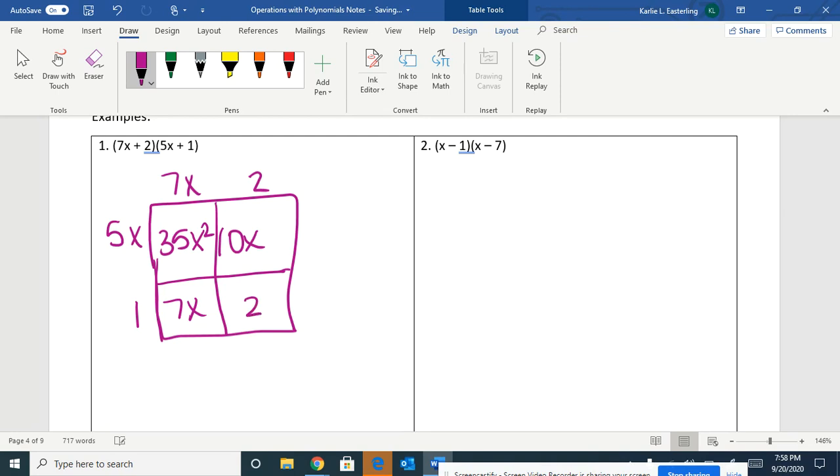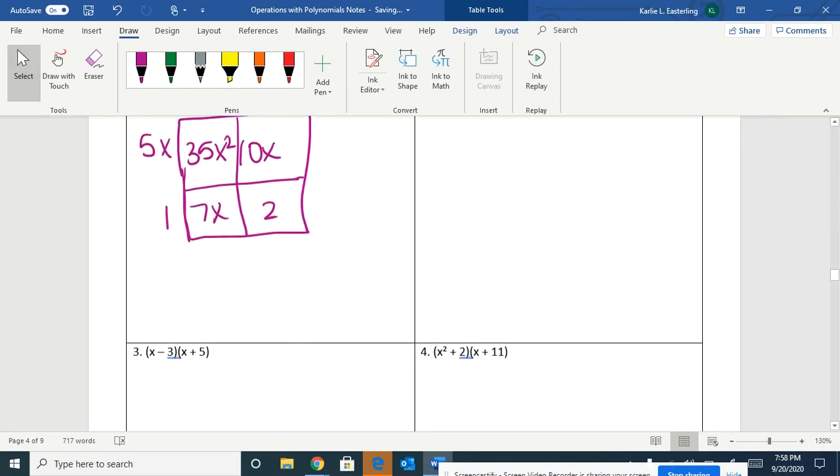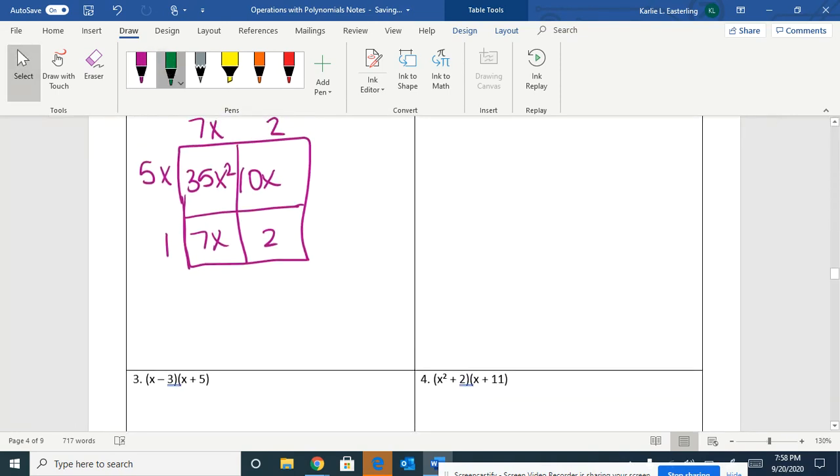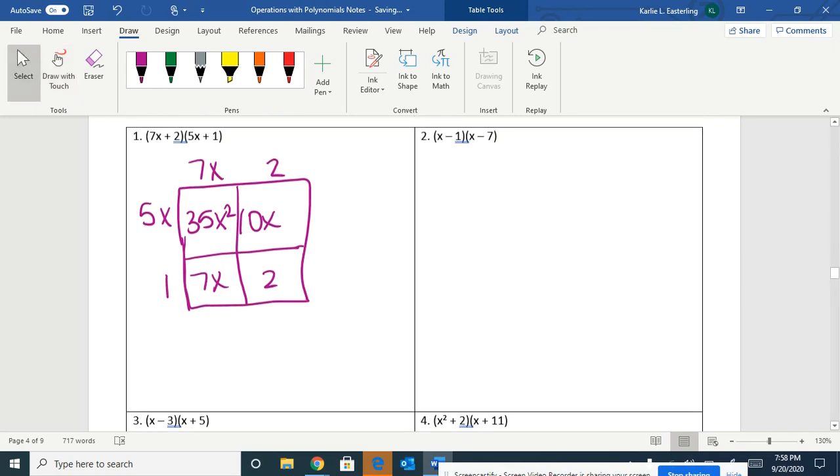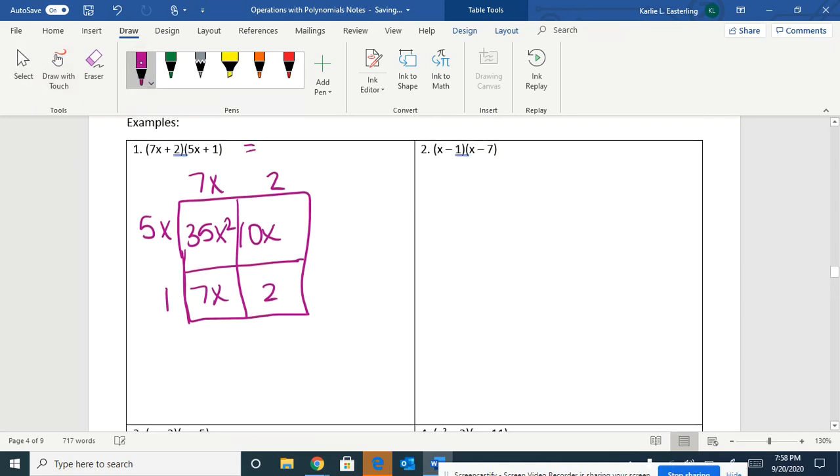and then 1 times 2. And then you would just pretty much combine like terms and remove pieces from your box, if that makes sense. So this would end up equaling, here, we'll write it up here at the top. So this would equal 35, not 3x. This would equal 35x squared. We have to add the terms that are across because it'd be 10x plus 7x, which would give us 17x plus 2. And that would be our final answer here.